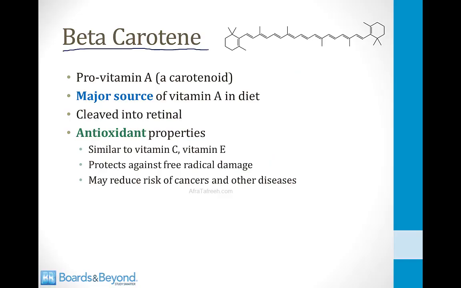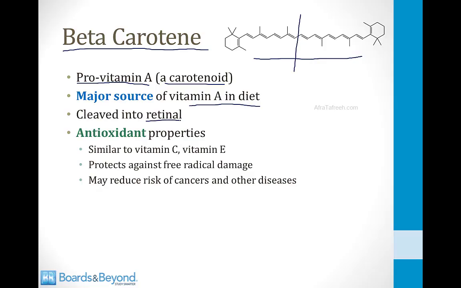Before we talk about the retinoids, I want to talk about a very important dietary source of vitamin A, and that is beta carotene. Beta carotene is a structure called a carotenoid, and it is pro-vitamin A. It's the major source of vitamin A in our diet. This is the structure of beta carotene on the screen, and you can see it almost looks like two vitamin A molecules linked together. And it can be cleaved and used to synthesize retinal, and from retinal you can derive other retinoids.